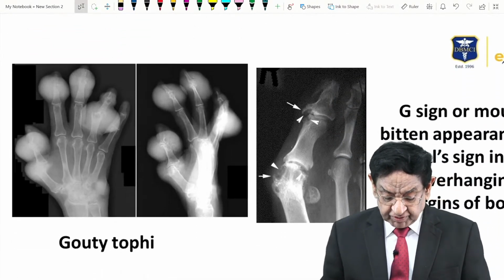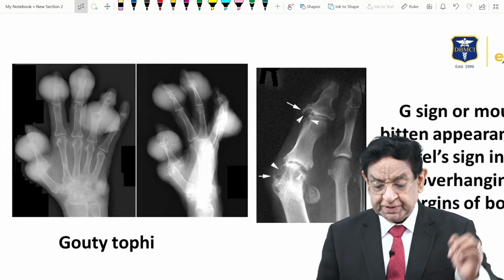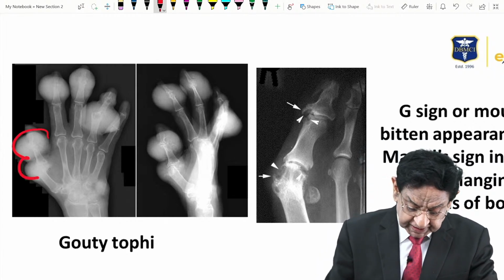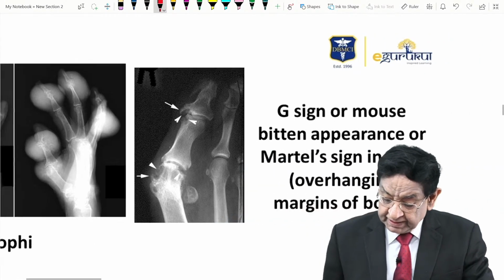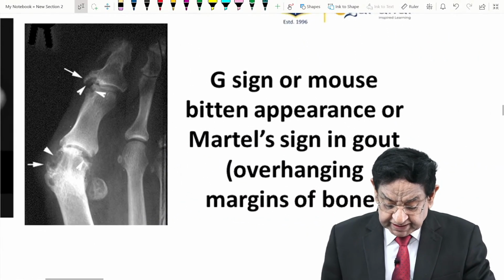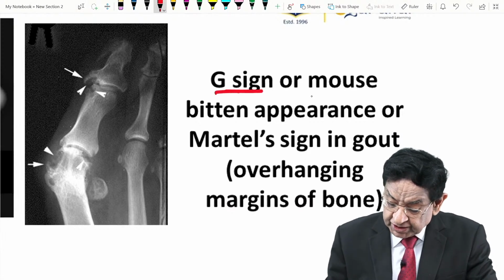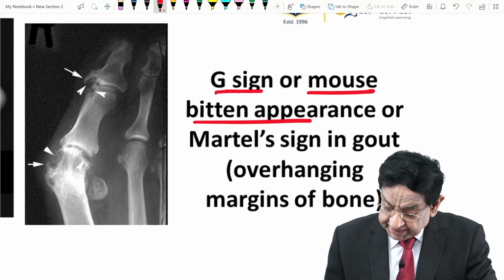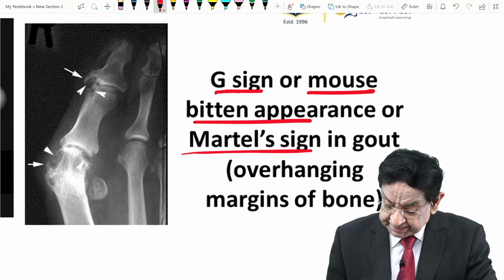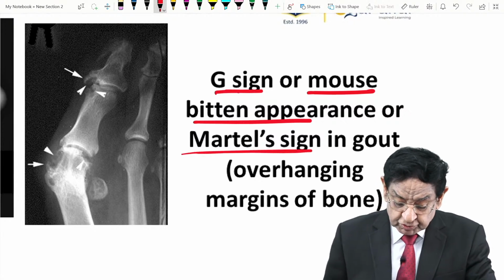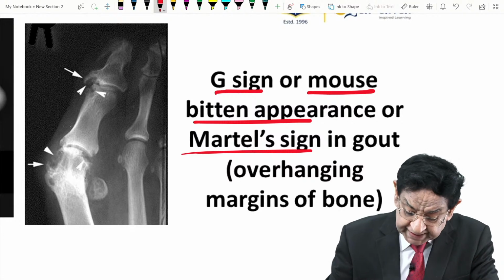This is the X-ray of gouty tophi. I have already shown you the picture. Now if you take an X-ray, you get a picture like this. And if you take an X-ray of the hand or any joint, you get the G sign or mouse-bitten appearance, also known as Martel sign. So what you get is a type of overhanging picture.